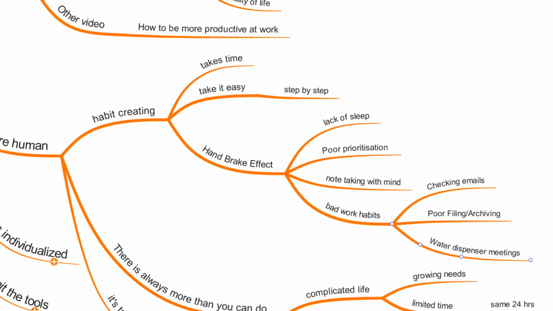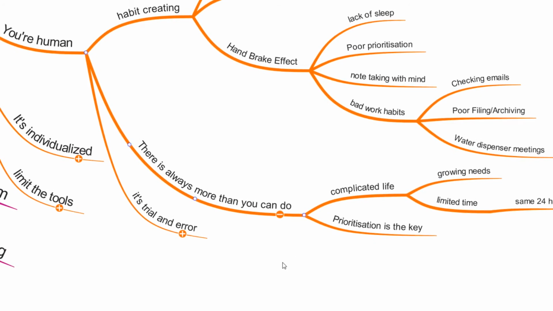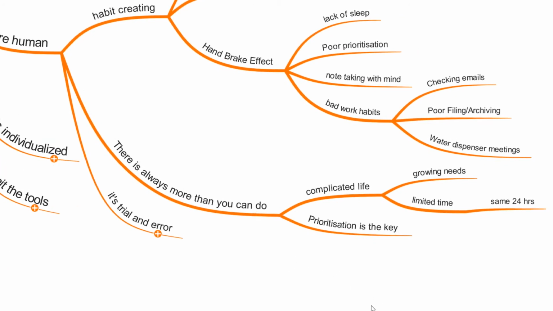and having a break from work. There's always more than you can do. I guess this is a no-brainer because we all have the same limited time, 24 hours. We live in this complicated life with growing needs. We are awake in a very limited hours compared to the things that we need to do in those waking hours. That's why it's normal to feel that there's always more than you can do.